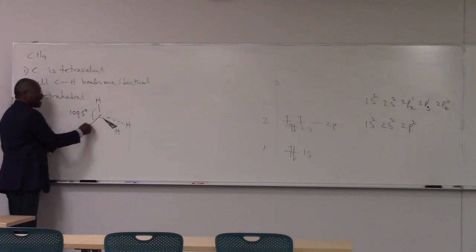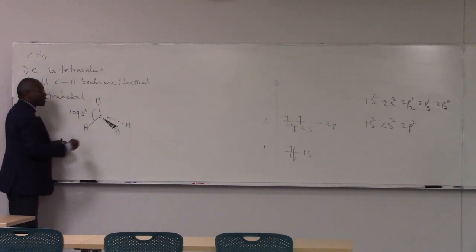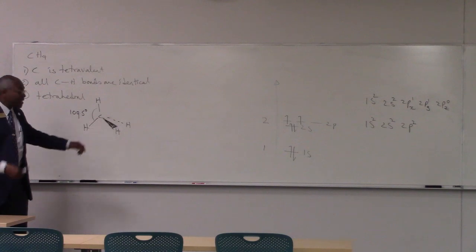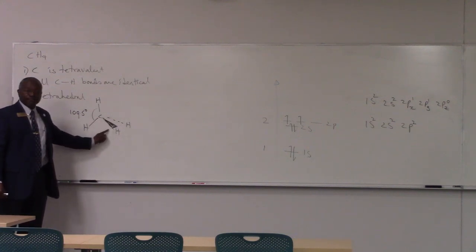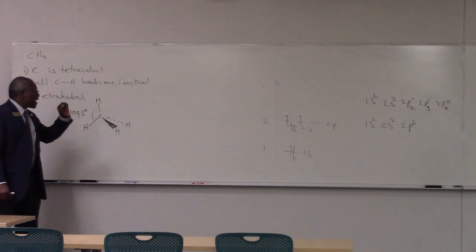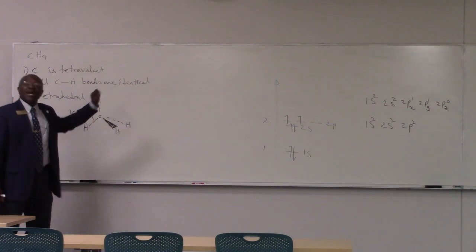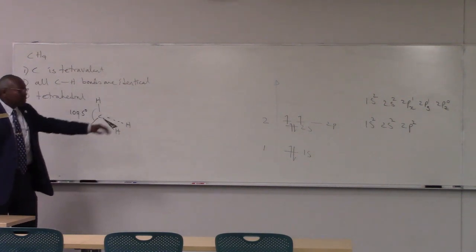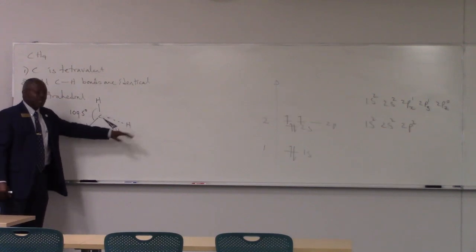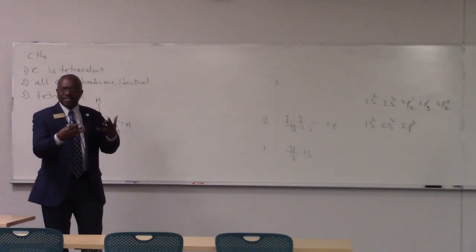So H, C, H are in the plane of the board. This H is physically in front. And the way I represent it being in front in two-dimensional space is to use a wedge. On the other hand, this H, the dotted line indicates that it's receding away from you. So it's behind the board. So I have an H in front of the board, and an H behind the board. And the bond angle is 109.5. Now you'd have met this in Gen Chem, so this is sort of a reminder.